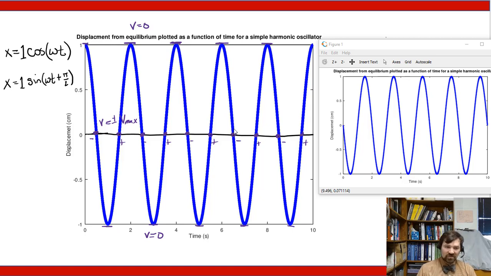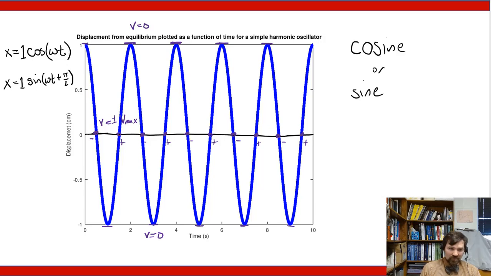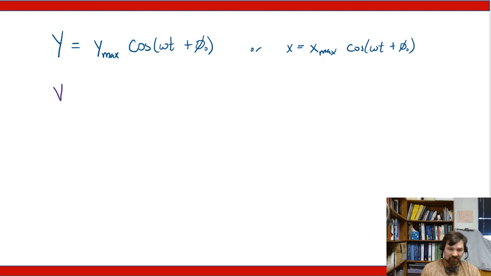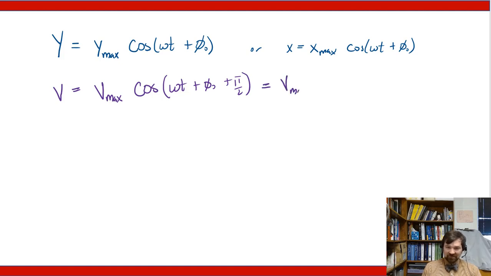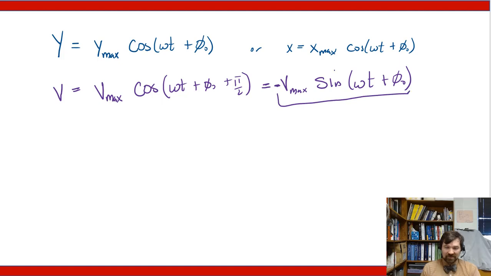So remember that that was a phase shift that came with plus pi over 2 in the cosine. So we expect v is, you know, something, let's say maximum v times cosine of omega t plus phi naught plus pi over 2. But remember that that is the same thing as v max times the negative sine of omega t plus phi naught. So we expect this right here. Now, can we obtain that in a less hand-wavy manner?